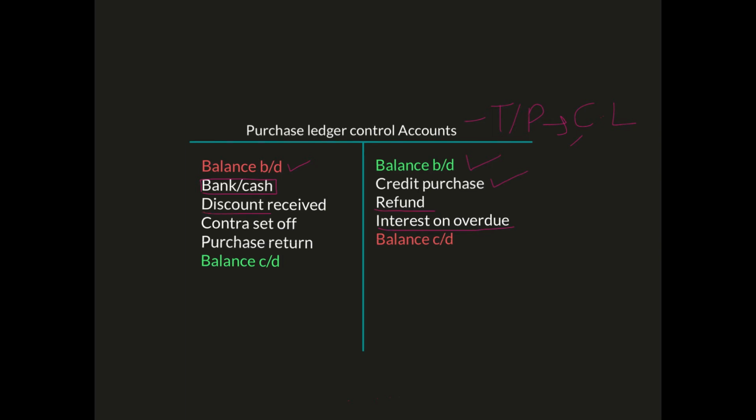Discount received. This discount only represents the cash discount and not the trade discounts. Trade discounts are not mentioned in the books, but cash discount is mentioned in the books. And if we receive a discount, the amount we owe to them will now decrease. Contra set off, we will discuss the contra set off later.